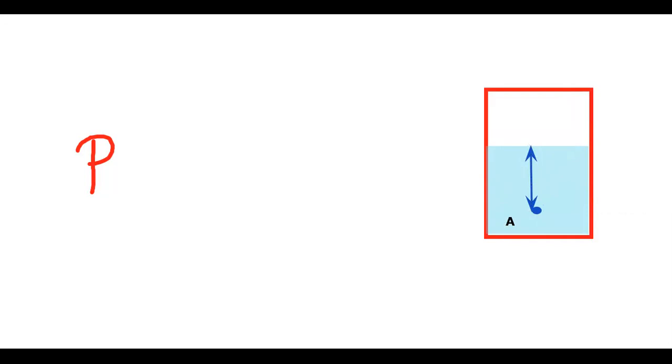Moreover, atmosphere is also exerting some pressure, and that is known as atmospheric pressure, and we represent it as P naught. P naught stands for atmospheric pressure, and I'll write down the pressure due to depth of water column, liquid column, as PD. So the total pressure at point A, what will it be? Pressure at point A, PA, is equal to PD, that means pressure due to depth, plus pressure due to atmospheric pressure, P naught.